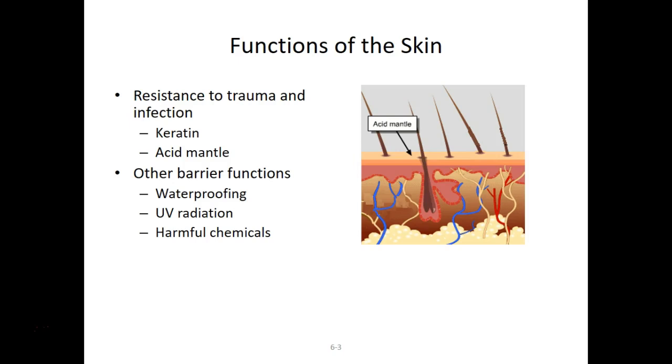The acid mantle is produced by our sweat glands that secrete slightly acidic chemicals to the surface of our skin. So we always have a slightly acidic environment on our skin. And so microbes that are trying to gain access to our body can't replicate as effectively in this acid mantle.